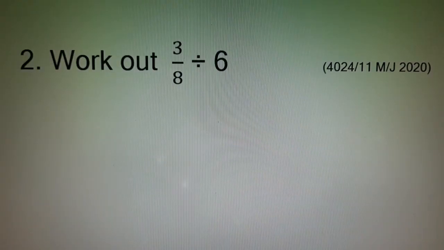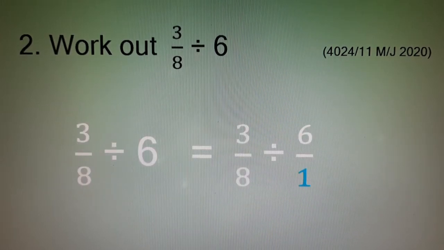Question number 2. Work out 3 upon 8 divided by 6. In this question, you have to divide 3 over 8 by 6. 3 over 8 is a proper fraction, 6 is a whole number. 3 upon 8 divided by 6. Then you can write 6 as a fraction by dividing by 1. Here 6 is a whole number. You know that any whole number can be written as a fraction by dividing by 1.